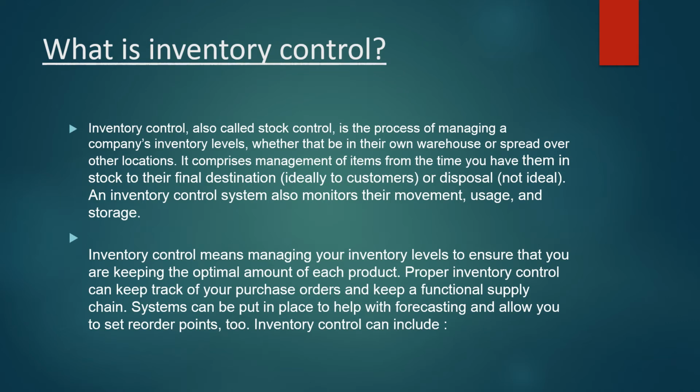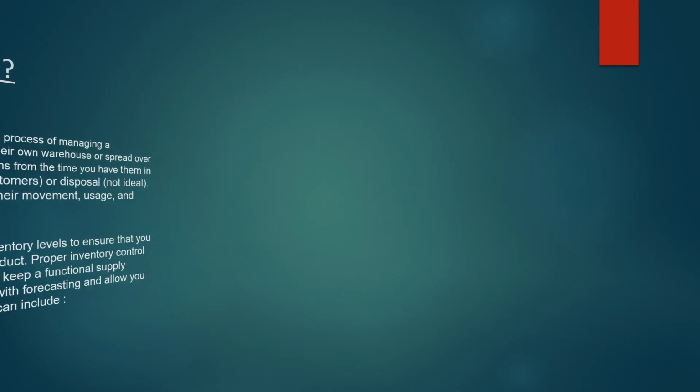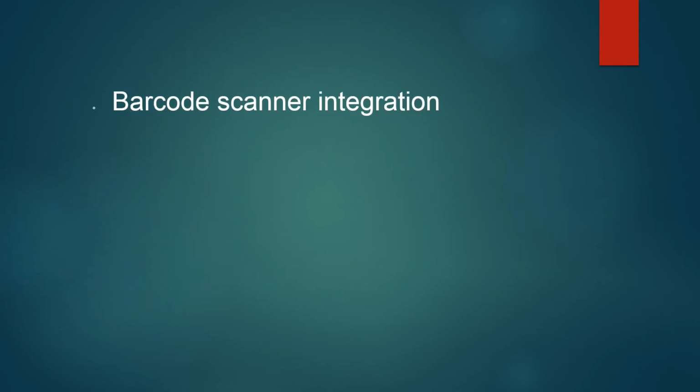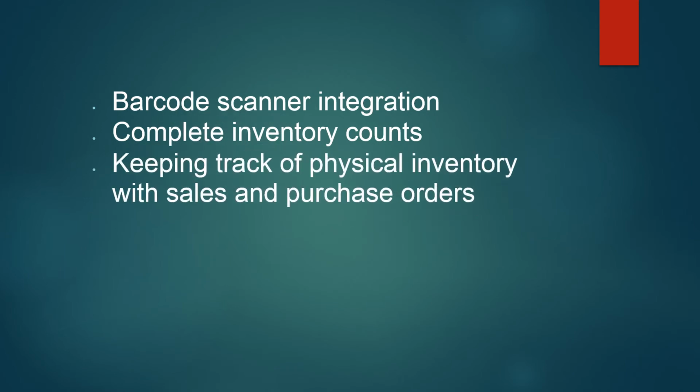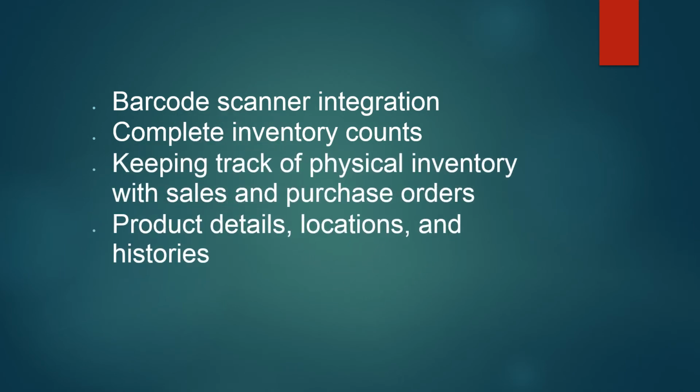Inventory control means managing inventory levels to ensure that you are keeping an optimal amount of each product. Proper inventory control can keep track of your purchases and orders and keep a rational supply chain. Systems can be put in place to help with forecasting and allow you to set reorder points. Inventory control can include barcode scanner integration, complete inventory counts, and keeping track of physical inventory with sale and purchase orders, product details, location, history, and reports.